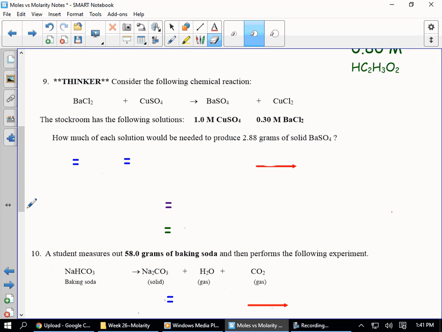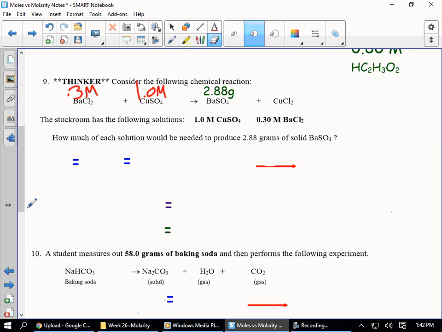It says, consider the following chemical reaction. I have barium chloride and copper 2 sulfate. It's going to make barium sulfate and copper 2 chloride. The stockroom has the following solutions. I have 1 molar copper sulfate, and I have 0.3 molar barium chloride. How much of each solution would be needed to produce 2.88 grams of solid BaSO4?